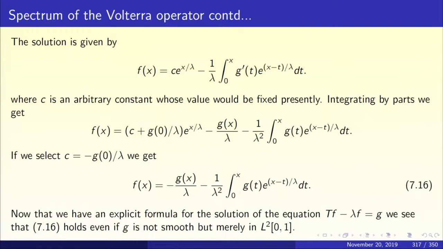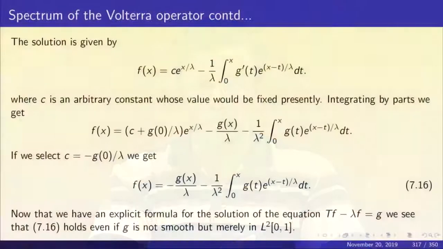So first we assume that g is a smooth function and we differentiate this and we get a first order differential equation and we solve it and we get our f in terms of g, and we got a formula for this f. What is that formula? It's equation 7.16 that you see on this slide, namely f of x equal to minus g of x upon lambda minus 1 upon lambda squared integral 0 to x g of t e to the power (x minus t) over lambda dt. So if g is smooth, then we certainly know that it is in the range.